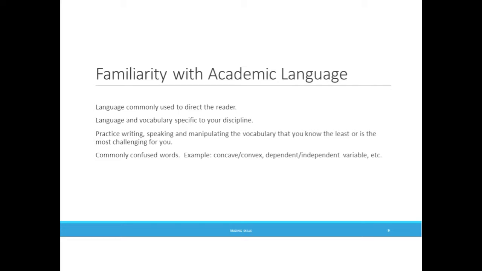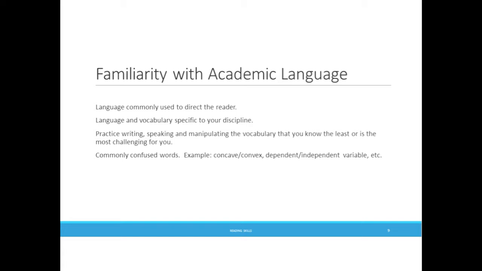Look for the words that direct you as a reader. So instead of saying the first, the second, and the third main points, in text you might see something like, initially, this is the most important thing, then, and then you might see something like, finally, and they basically mean first, second, and third.